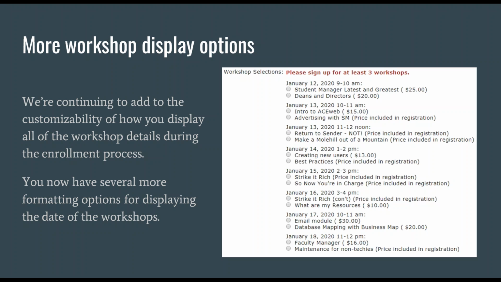We've tweaked the workshop display function on ACEware to give you some more ability to control how dates are displayed. So previously it was just the month/day/year. Now it's going to take advantage of the nice date function, which opens up a whole plethora of different ways that you can have dates formatted for your workshop selections. So pretty neat feature there.